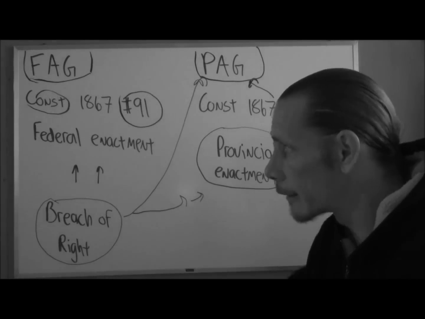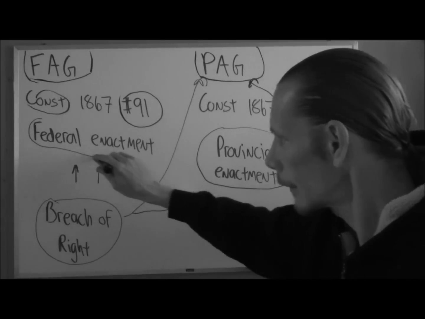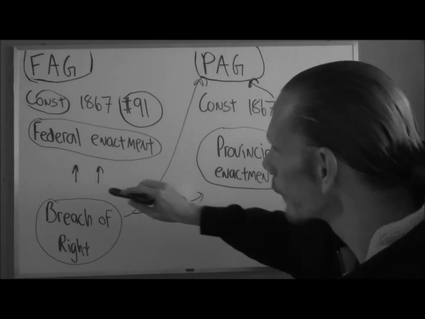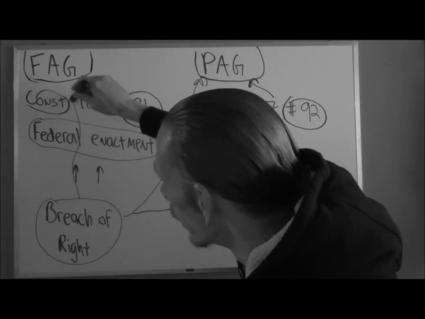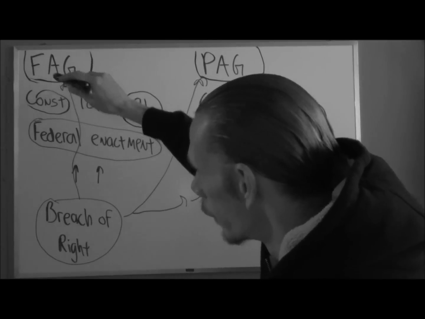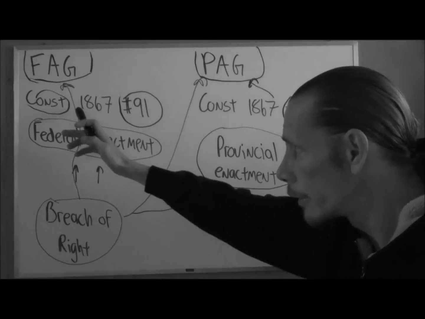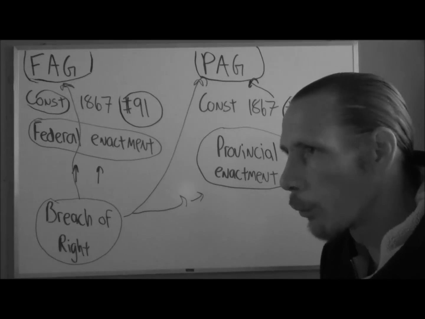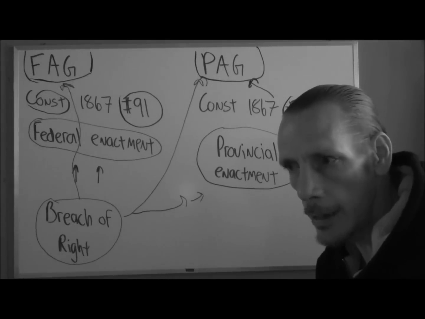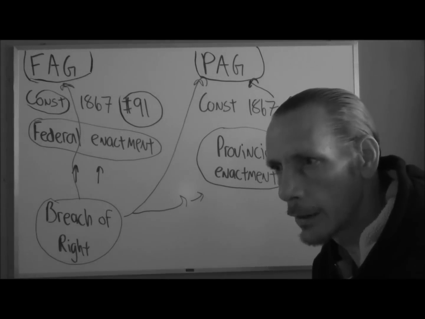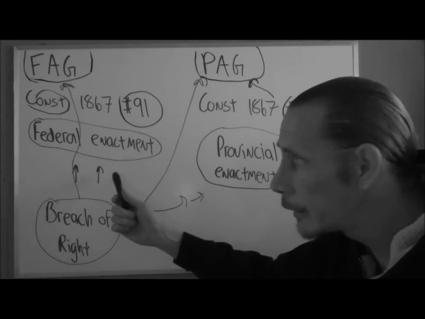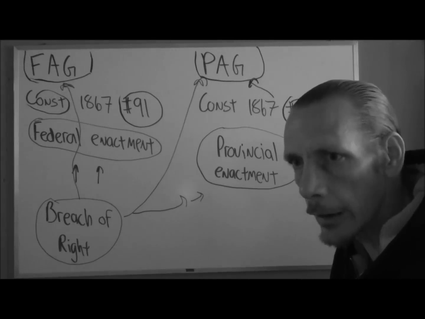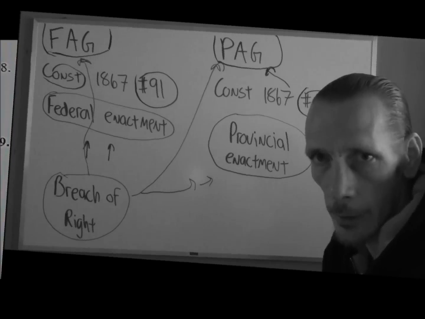But if you look and it's a federal enactment that is breaching your fundamental rights and freedoms, then you have to go after the federal attorney general. So it's very important that you discern the situation. Who has control of the situation? What enactment is stripping me, is removing my fundamental right and freedom? Is it a federal enactment or is it a provincial enactment? Then I will know where to target my attack for the administration of justice.